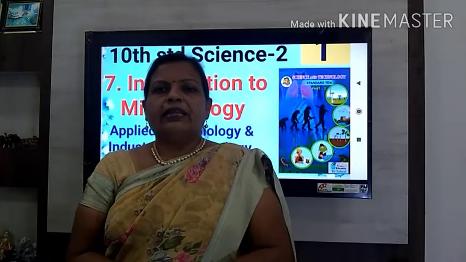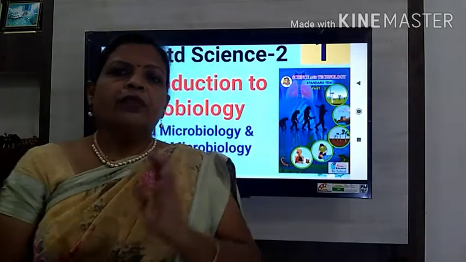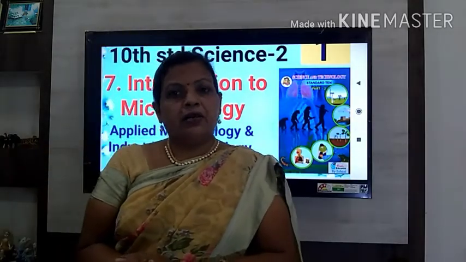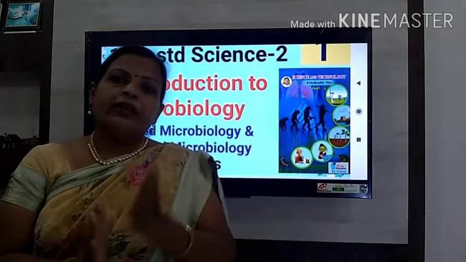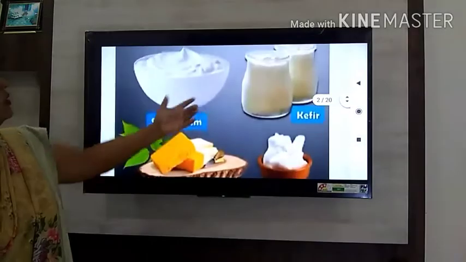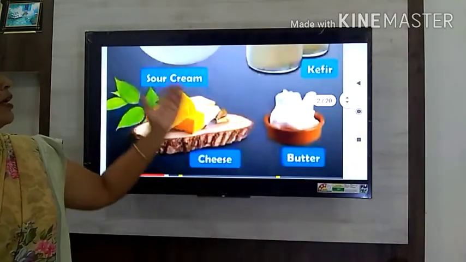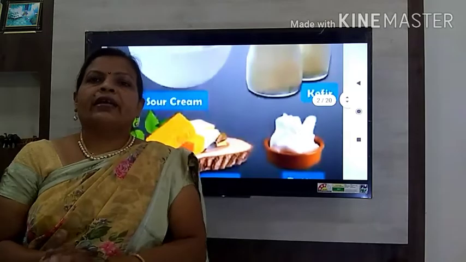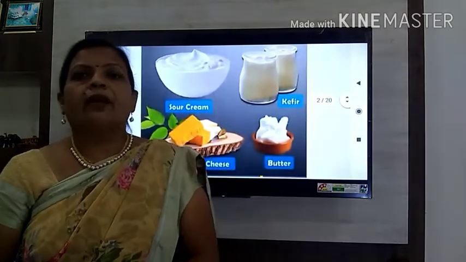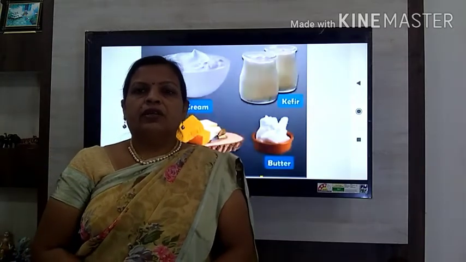yogurt formation. There are many dairy products in our dairy technology. These microorganisms play a very important role. Different dairy products such as kefir, then cream, then cheese, butter, all these are dairy products which we can obtain by making use of these microorganisms.